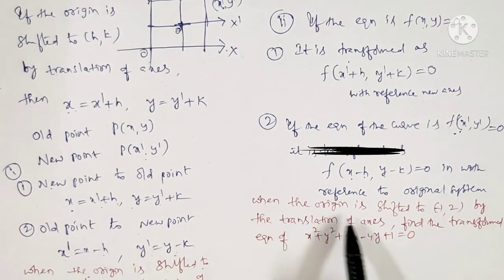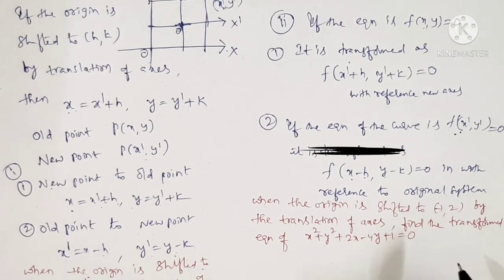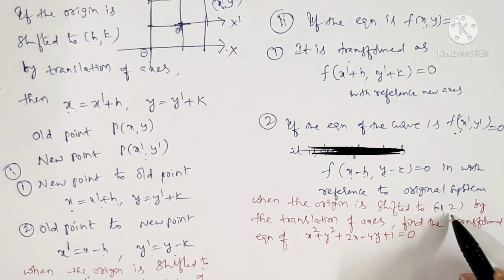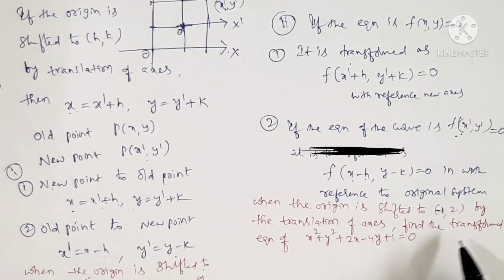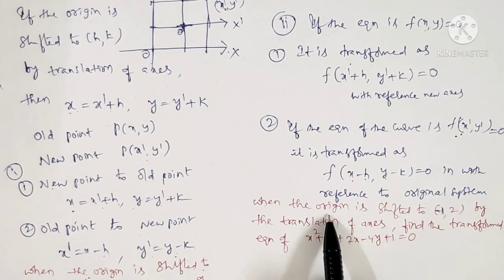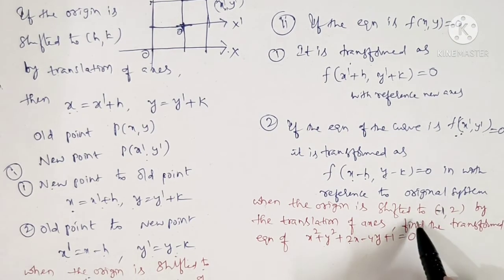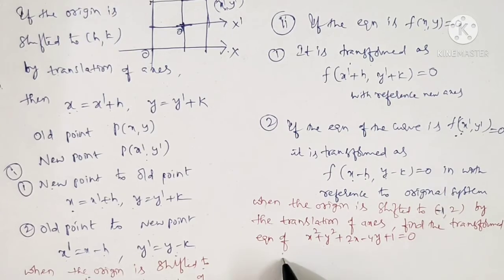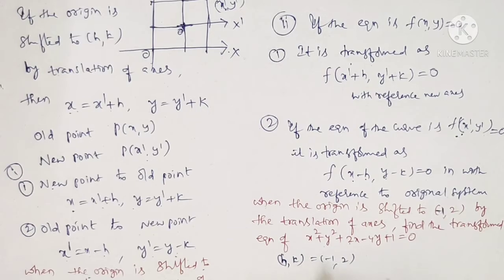See the question: when the origin is shifted to -1, 2 by the translation of axes, find the transformed equation of this curve. Here they did not mention anything about new or old, but if the question is like this, this is the equation in the old system. So now we have to find it in the new system. Origin is shifted to this point, which is denoted by h comma k. So given h comma k is equal to -1, 2.